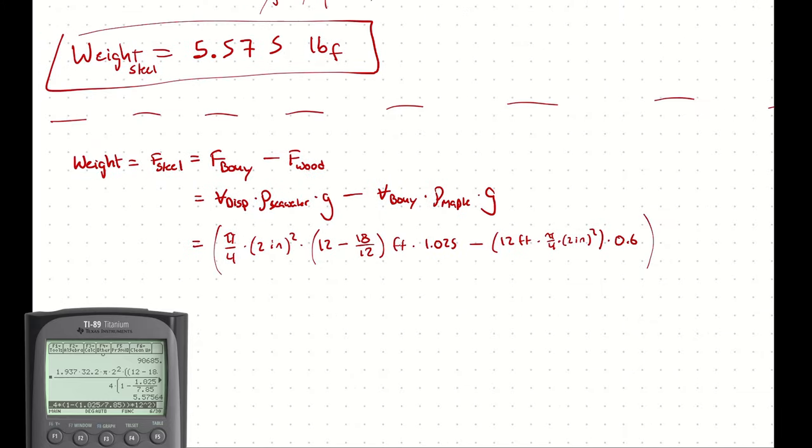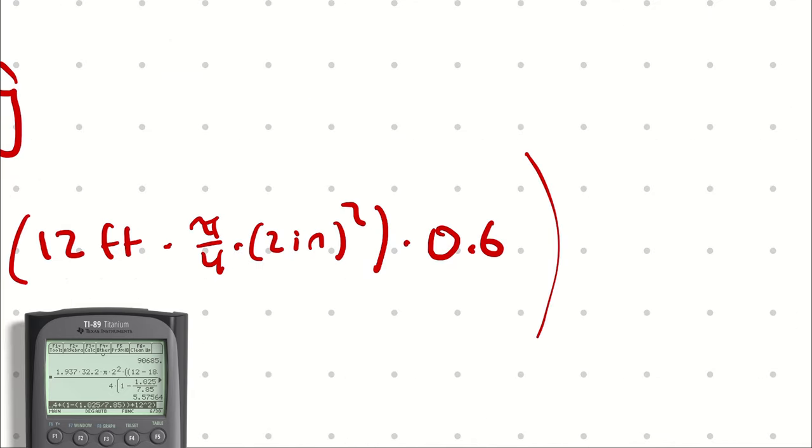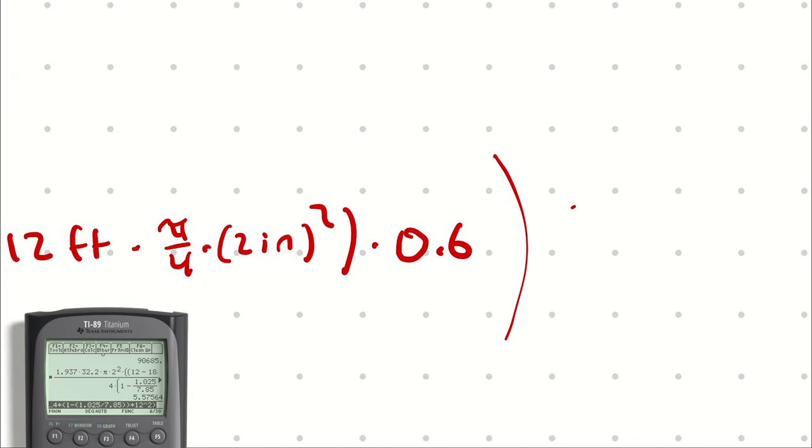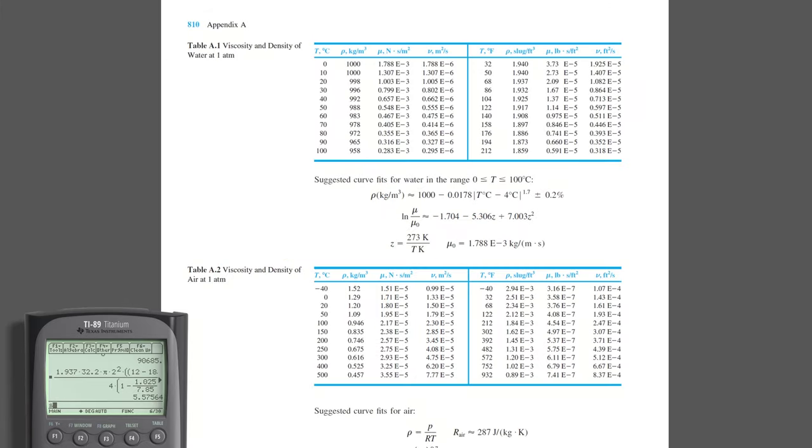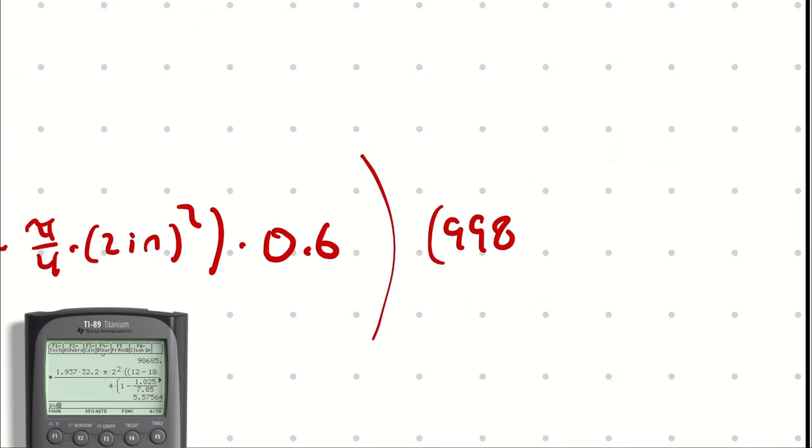And at that point, we have factored density of the water, which was 998 kilograms per cubic meter. Nope, John. Metric is not what we want right now. Back to the table, it was 1.937. Yeah, 1.937. I can remember that. It's like a different number, but not.